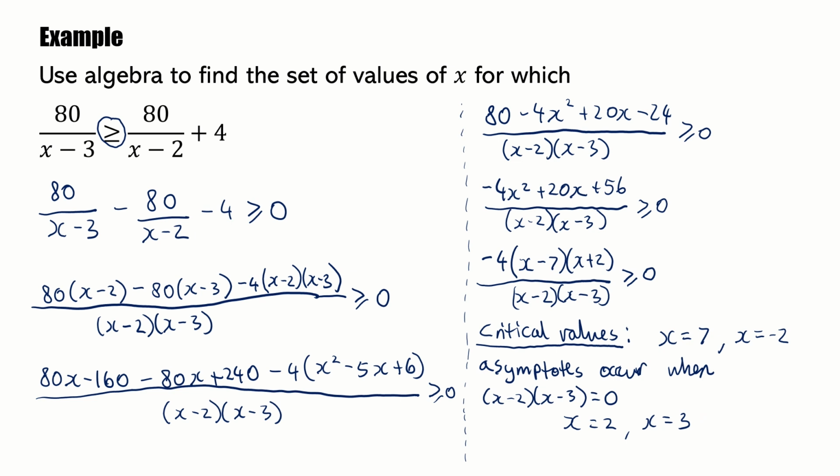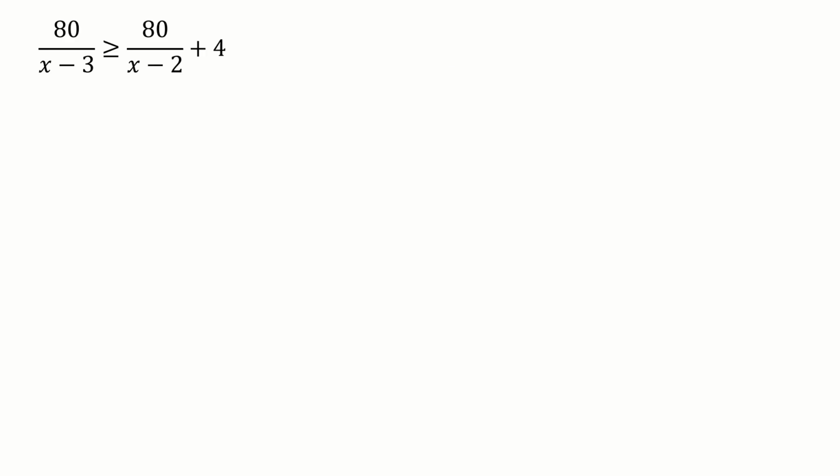We've found the critical values, in other words, the numbers that will appear in the final answer with inequality signs next to them. We just now need to find out what those inequality signs will be. And to do that, we need to draw a graph.